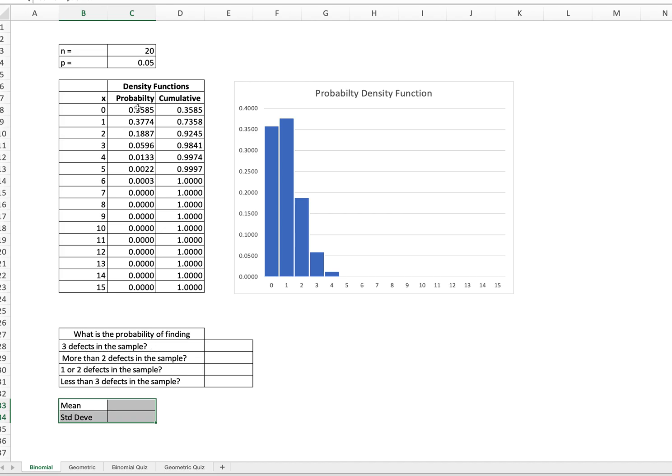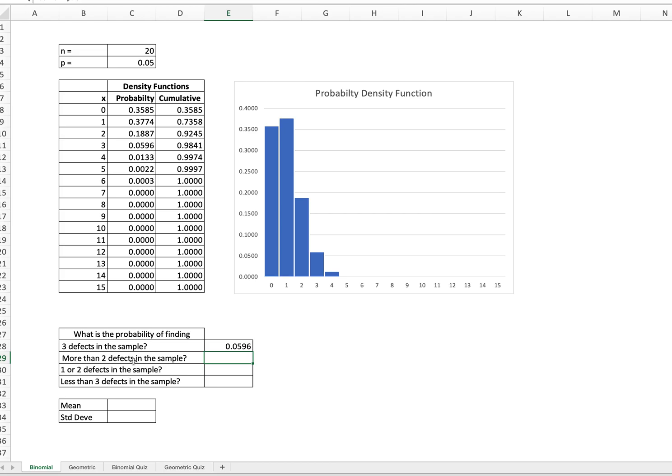Well, that's always a probability density function. This says exactly 0, exactly 1, exactly 2, exactly 3. So that number, 0.0596 or 5.96%, is the answer to exactly 3 defects. So I say equal, and I click on that. Boom, good for me.